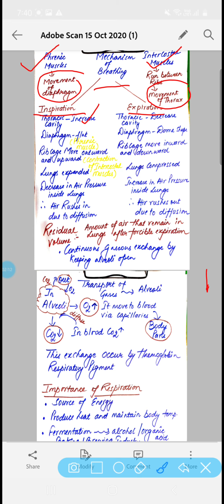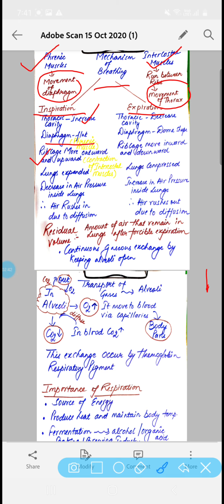I have already discussed with you that when we breathe in, our diaphragm gets flat. हमने अभी लास्ट वीडियो में पढ़ा था कि डायफ्राम फ्लैट हो जाएगा. This is due to the presence of the phrenic muscles, because phrenic muscles help in the movement of the diaphragm. So with the help of the phrenic muscles, the diaphragm becomes stretched and flat.